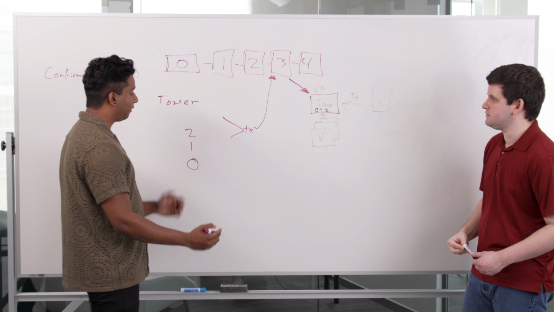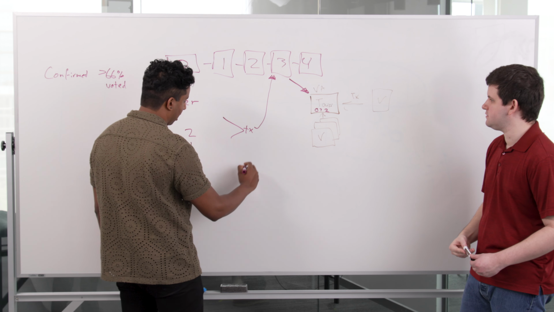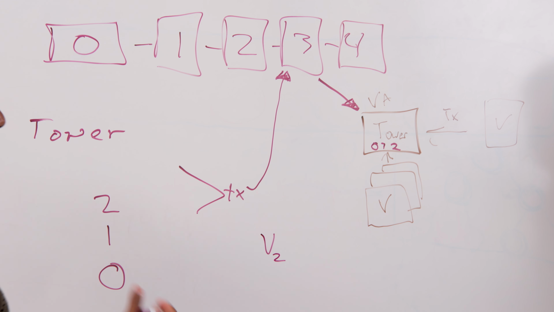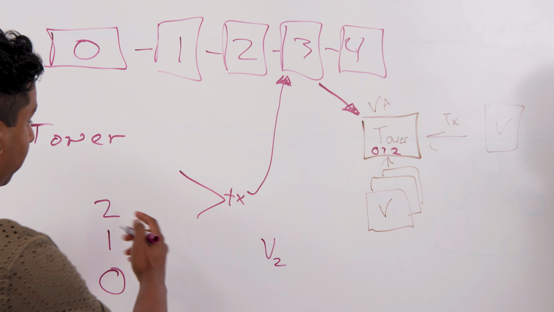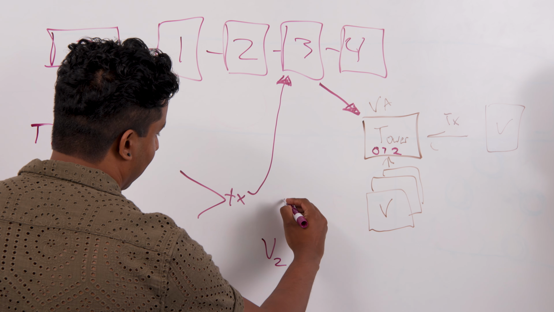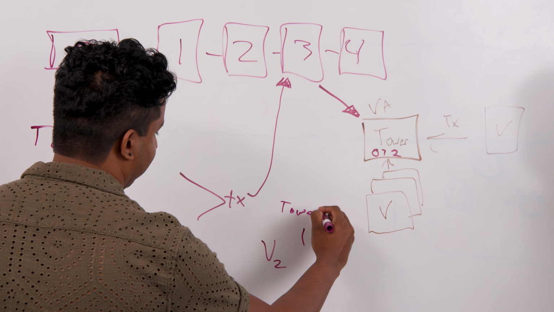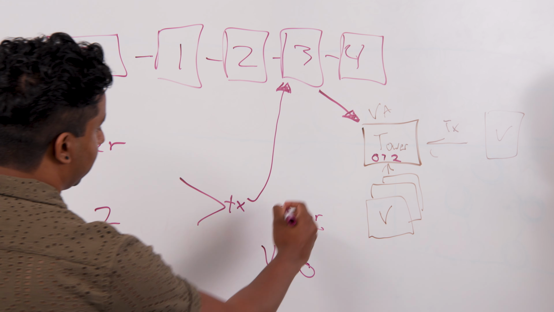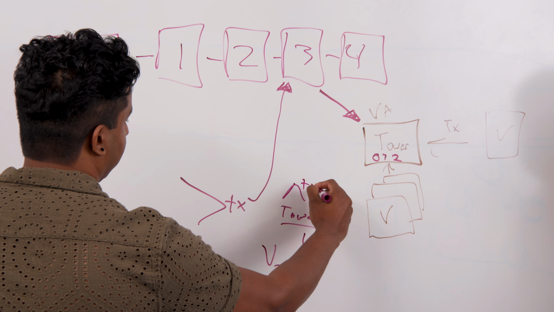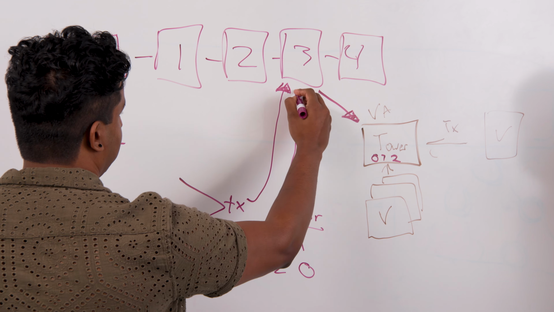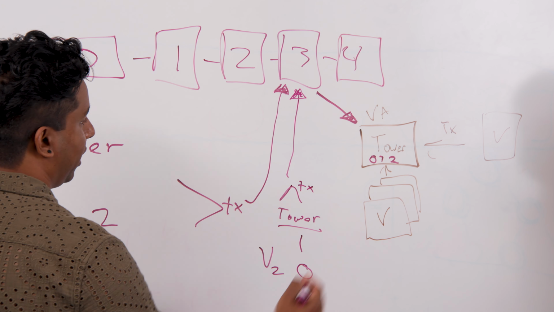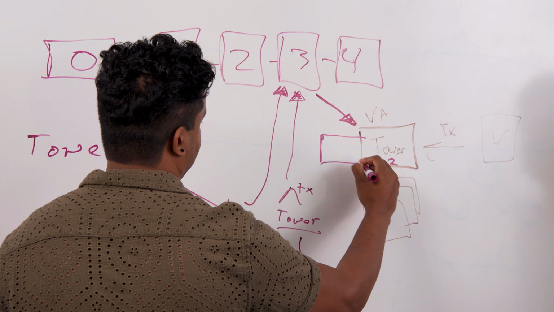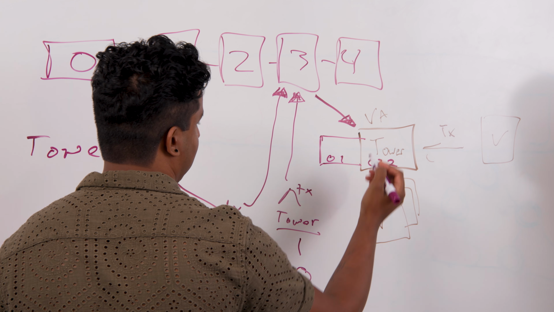Exactly. If you have a different validator, let's say this is validator 2, and they're a little bit behind, they've only voted on 1 and 0 at this moment. They would also send their transaction, and this transaction might land in block 3. So if you looked at their vote account, it would only have 0 and 1 in it.